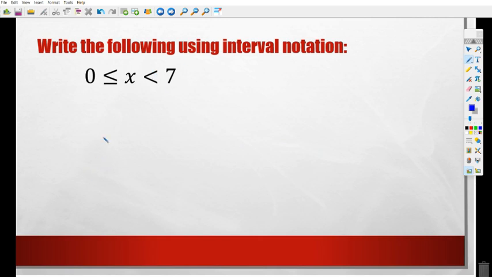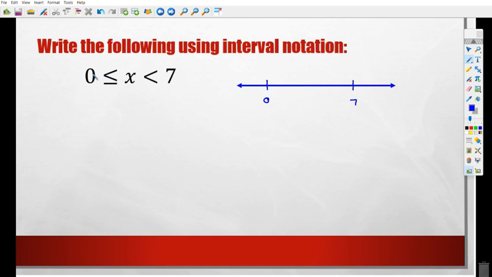Alright, so now they say that x is greater than or equal to 0 and x is smaller than 7. Let's put that on a number line. They're saying that x is in between two numbers, in between 0 and 7. So 0 is going to go on the far left because it's smaller, and then 7 is going to go on the right somewhere.